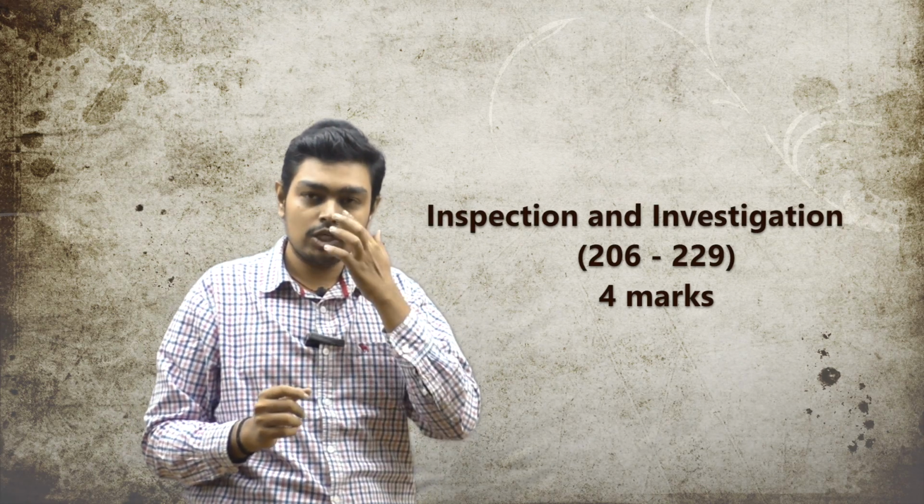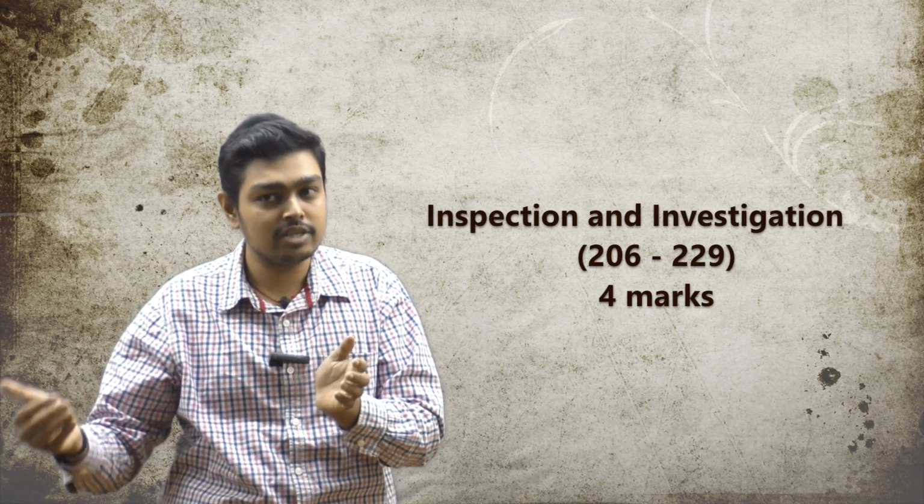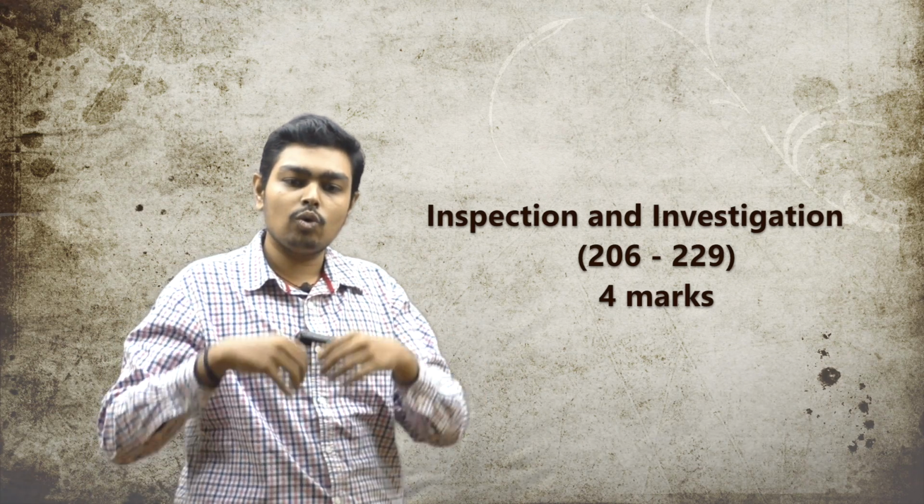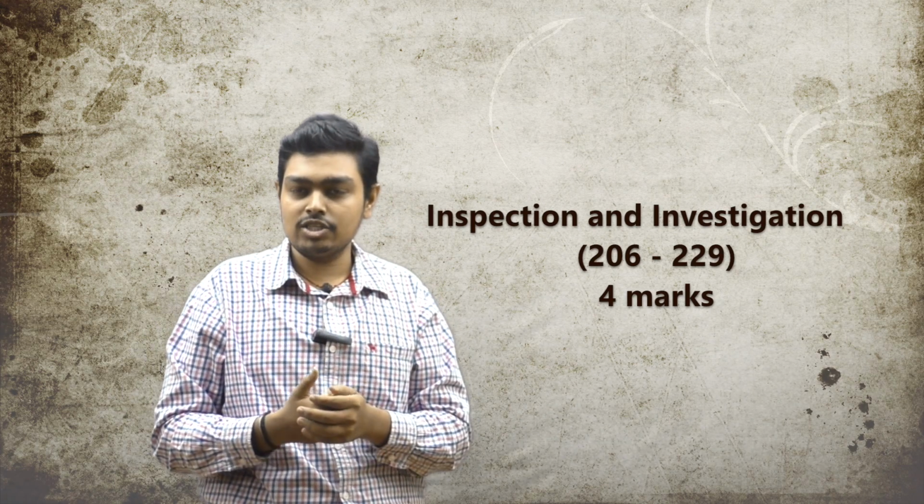Then after this we are going to the inspection and investigation chapter. Section 206 is where it starts, section 229 is where it ends. When the central government will go for investigation, when they will get the application, what is the petition, how many people have to file a petition, when the tribunal will order investigation, what is inspection, what is inquiry, what is investigation, what is the difference, and their penalty will be seen here. This is a 4 marks weightage chapter.